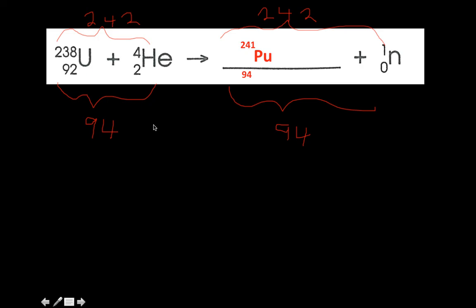And remember, when you're done, you can always check. 92 plus 2 is 94. 94 plus 0 is 94. Bottom number charges are balanced, nuclear charges. 238 plus 4 is the same as 241 plus 1. They both equal 242. As they say in Spanish, we is done.